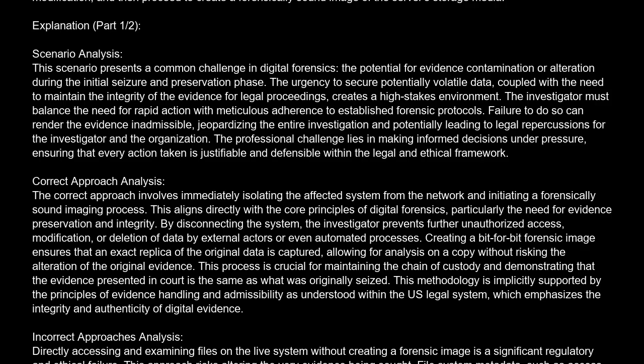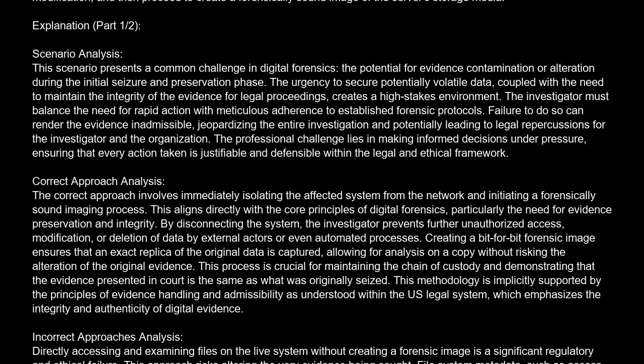Explanation. Scenario analysis. This scenario presents a common challenge in digital forensics: the potential for evidence contamination or alteration during the initial seizure and preservation phase. The urgency to secure potentially volatile data, coupled with the need to maintain the integrity of the evidence for legal proceedings, creates a high-stakes environment.